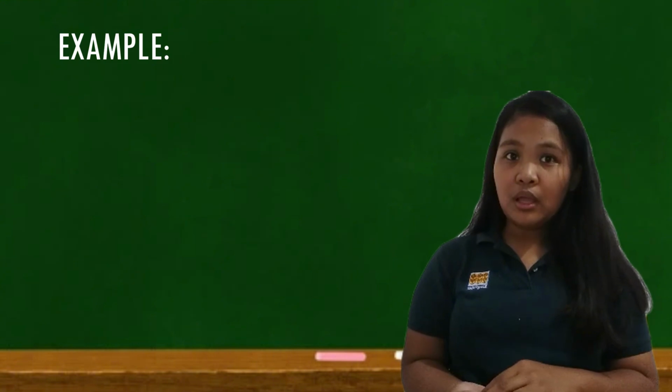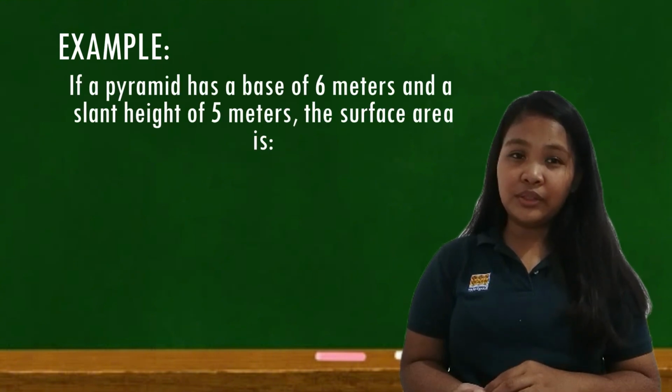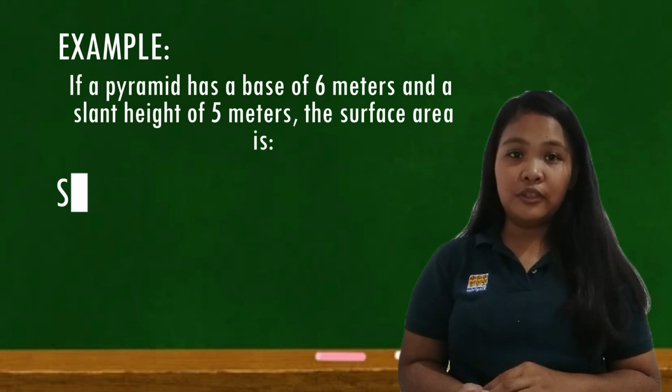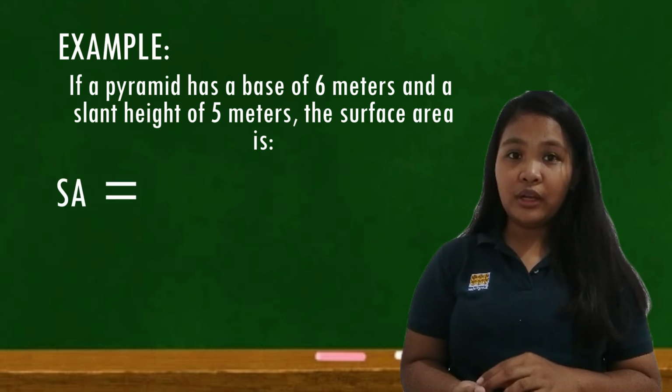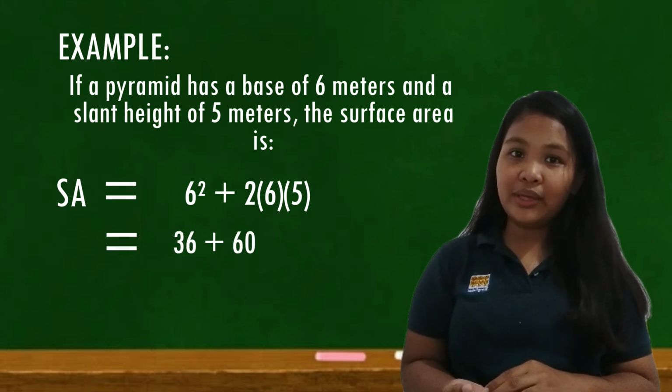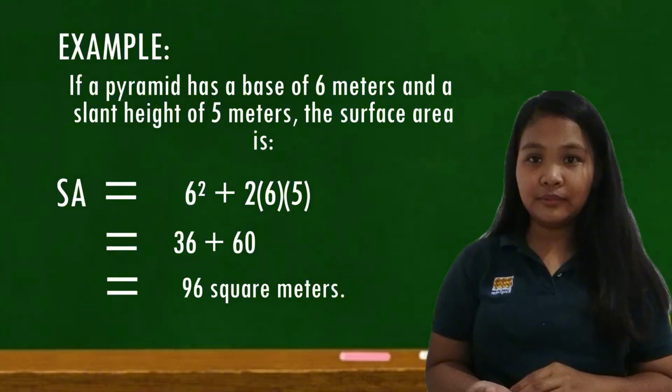For example, if a pyramid has a base of 6 meters and a slant height of 5 meters, to compute the surface area, we have to get the product of 6 squared and 6 times 5. Now we add 36 plus 60, we get 96 square meters.